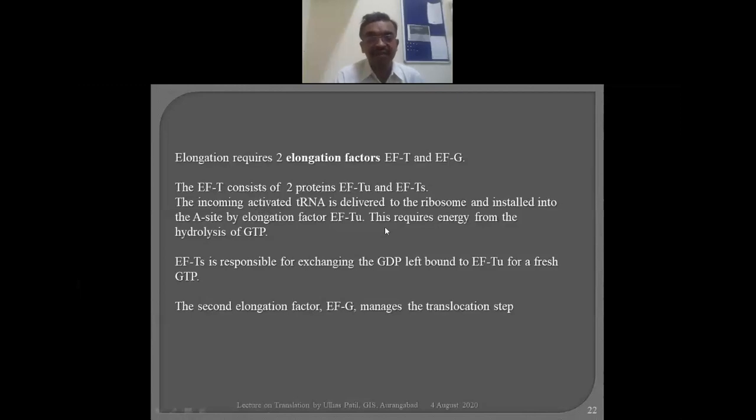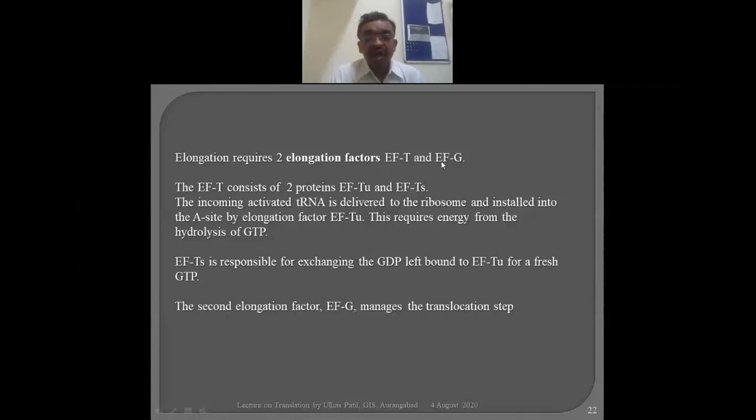And this requires energy, as shown in the diagram. It is utilized in the form of GTP. EF-Ts is responsible for exchanging the GDP left bound to the EF-Tu for fresh GTP. Okay, there is proper coordination with the enzyme, and along with that enzyme the GTPs are also coupled, and for that purpose these proteins are there. And the elongation factors here are for the binding of the tRNA to the A site and the involvement of GTP, mediated by the two proteins EF-Tu and EF-Ts.